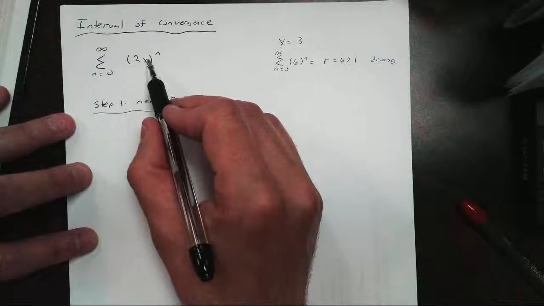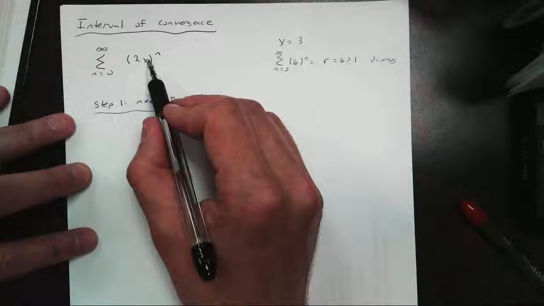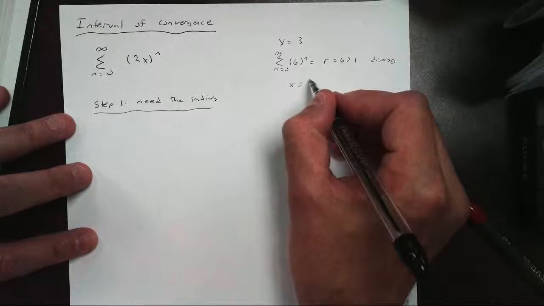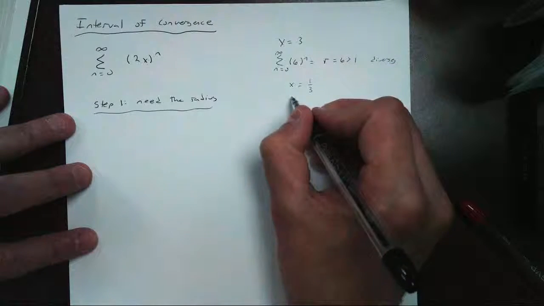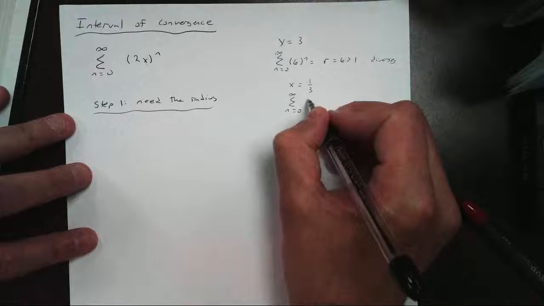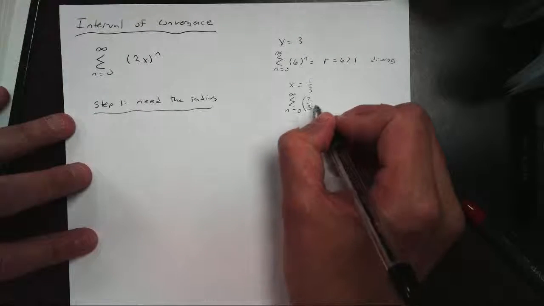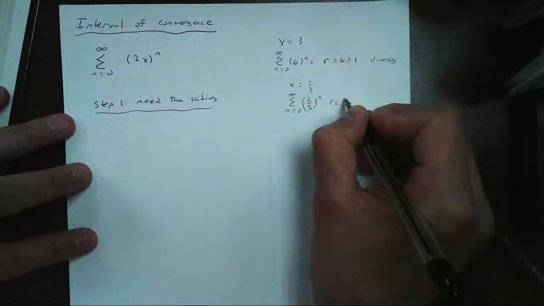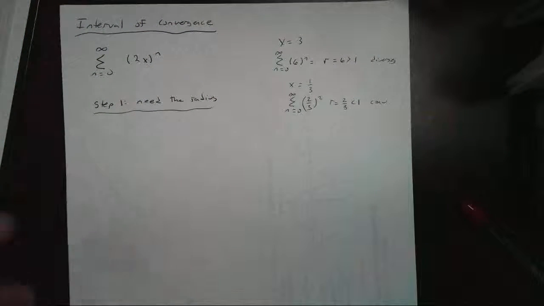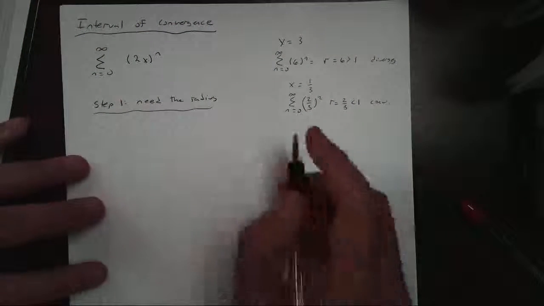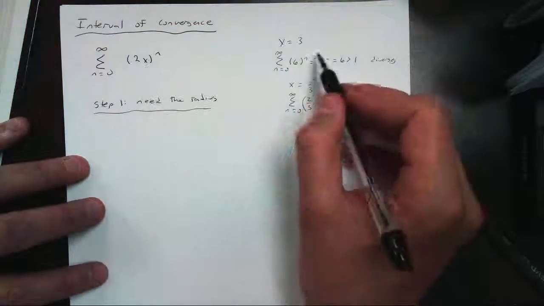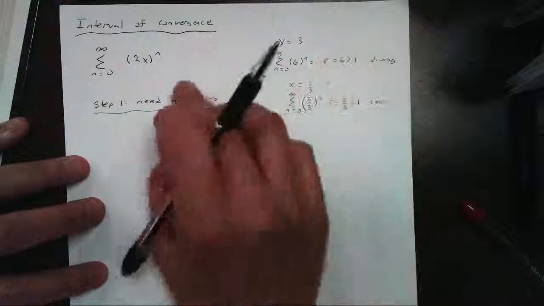But are there values for x that we can make it converge? Of course. I can let x equal, let's say, 1/3. Well, in this case, my series from 0 to infinity would be 2/3 to the n. And in this case, r is 2/3, which is less than 1. Therefore, this will converge by our geometric series. So we can see that there are values for x that can make this converge, and that there are values for x that will make this diverge.